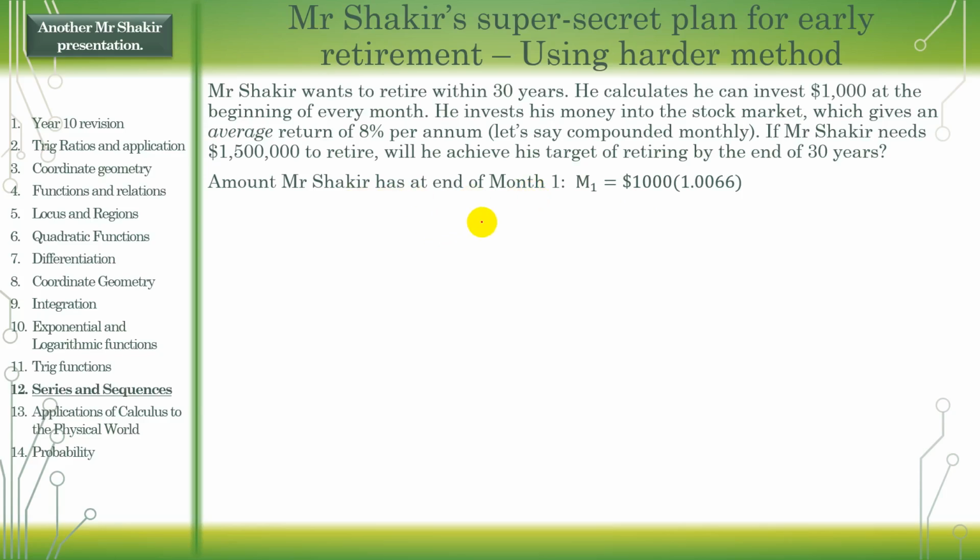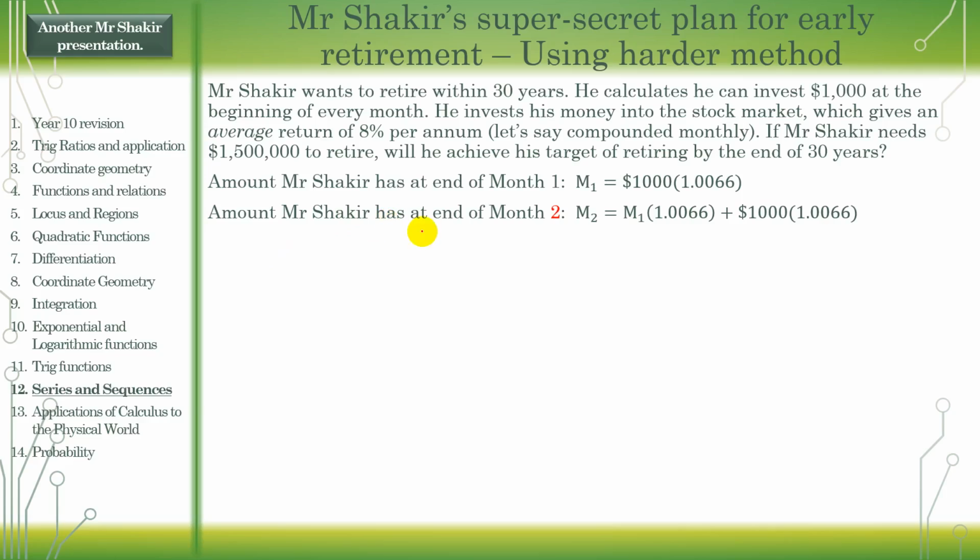Now, what I'm doing over here is the amount of money that I have at the end of the first month. Since I am investing at the beginning of every month, I invested $1,000 at the beginning of the month, and then it compounded once, right? It compounded once. I had $1,000 at the beginning. By the end of the first month, I gained compound interest. PR to the n. This would be 1 here, to the power of 1.